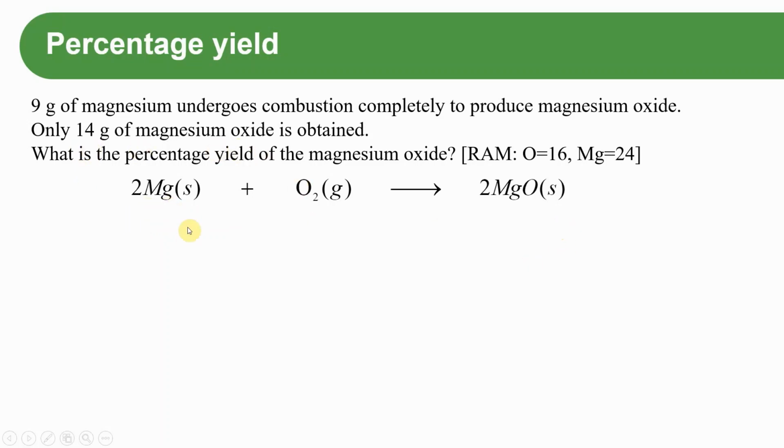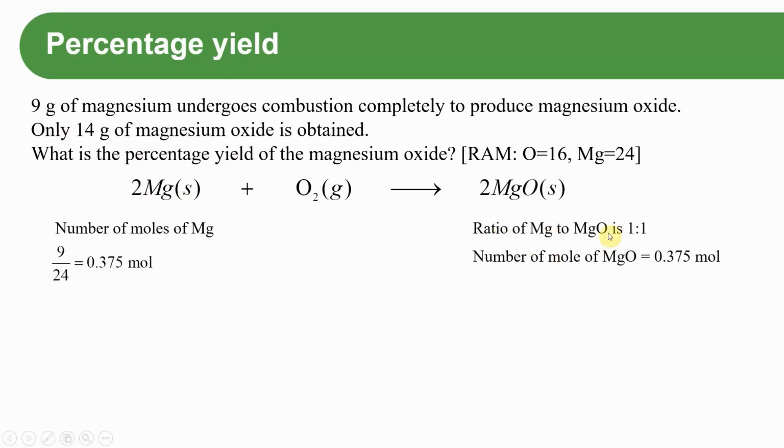So first step, we need to find the mole of magnesium from 9 grams, which is 0.375 mole. And using the mole comparison, which is 2 to 2, simplified 1 to 1, the number of mole of MgO is also the same, 0.375. And multiplying this with molar mass, we will get 15 grams. So this is the predicted yield. It should be 15 grams, but only 14 grams is obtained.